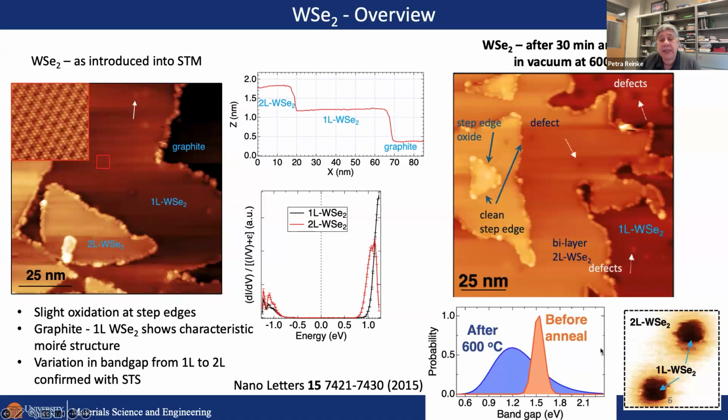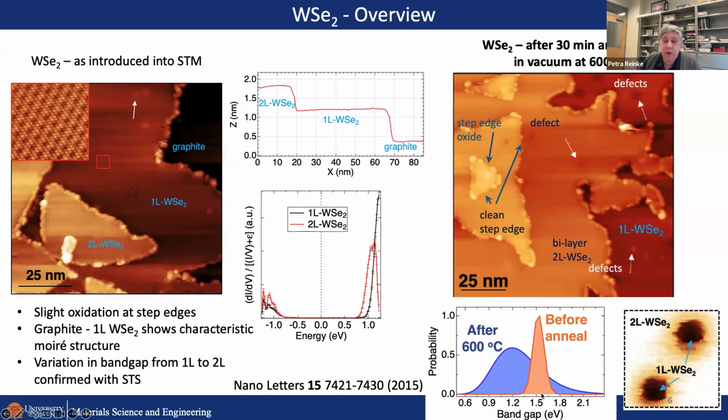If you look at the band gap, and this is a band gap determined by doing spectroscopy over the whole image, so you essentially get a map. You have 1,024 pixels, and every second pixel is spectroscopy information. So you can average over the band gap distribution on the pristine material and the one after annealing.